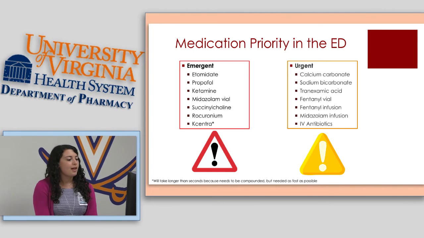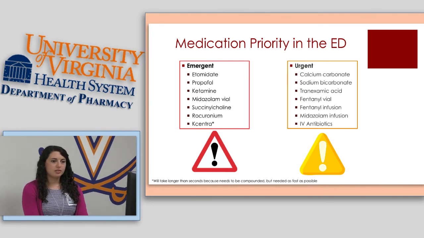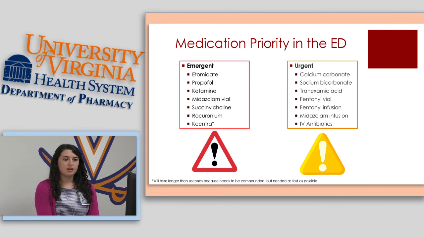And then urgent is here in our orange box, and this would include the medications needed during massive transfusion protocol, and also our pain and sedation medications if it's sedation outside of RSI, and IV antibiotics.